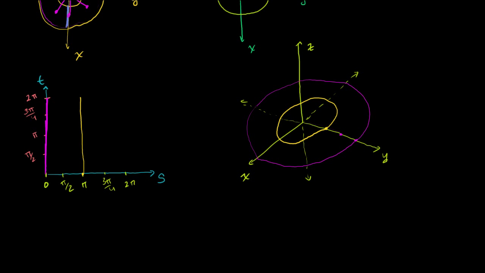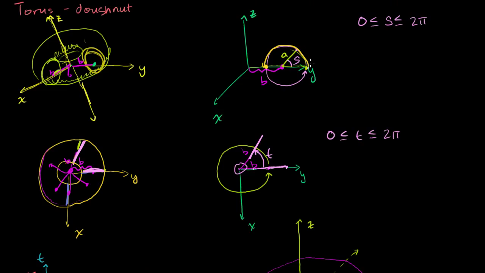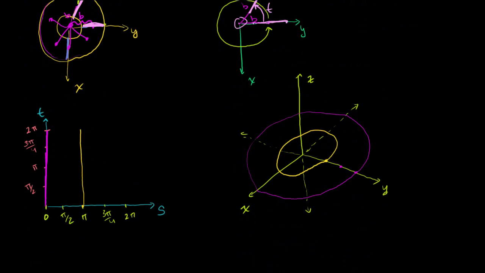When s is pi over 2, I want to do multiple different colors. When s is pi over 2, we've rotated up here, we've rotated exactly 90 degrees, right? Pi over 2 is 90 degrees. We're at this point. And then if we vary t, we're essentially tracing out the top of the donut, right? So let me make sure I draw it.